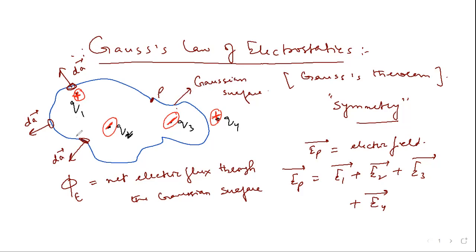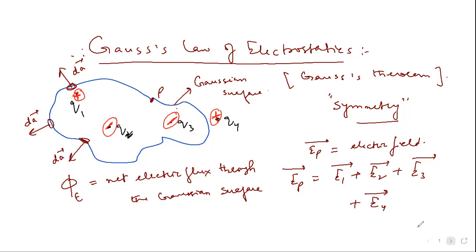I have constructed this Gaussian surface this way, enclosing Q1, Q2, and Q3. Now, my Gaussian surface may enclose all the charges. It may enclose no charge. It may enclose only positive charges. It may enclose only negative charges. It may enclose some positive charges and negative charges. There is no restriction on that. Then I calculate the net electric flux through the Gaussian surface using the definition of electric flux.